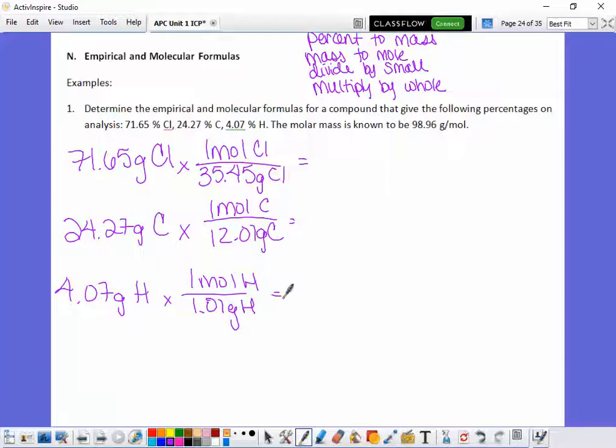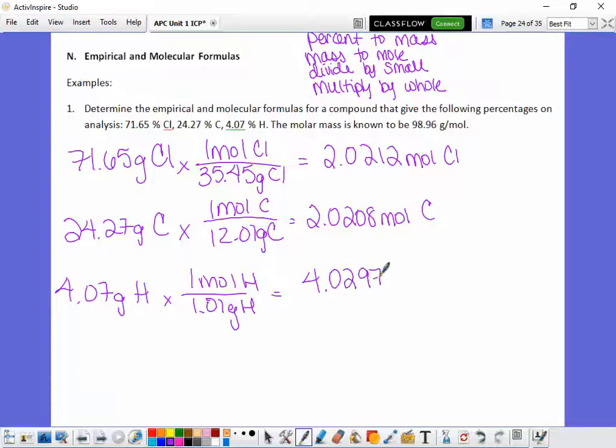So when you do these mole conversions for chlorine, you should get 2.0212. For carbon, you should get 2.0208. And for hydrogen, you should get 4.0297, or thereabouts. Okay?